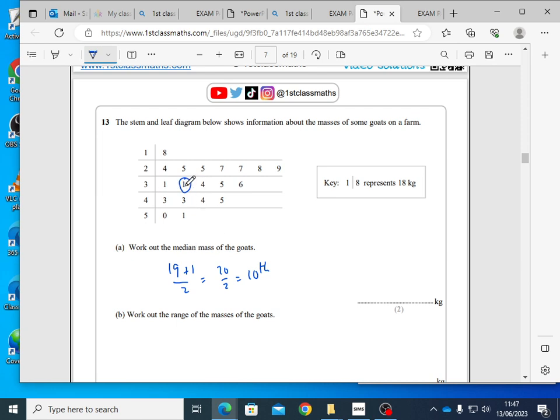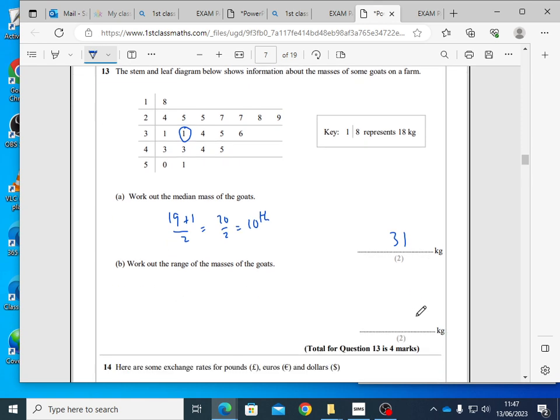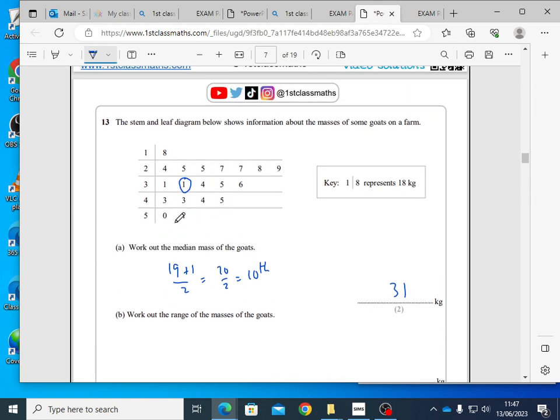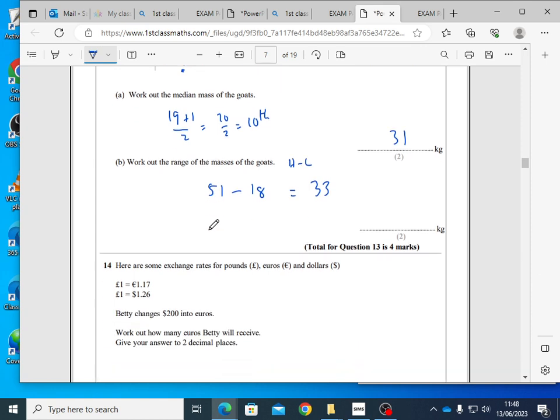So what is the median class? That 1 is not a 1, but it's 31, since it represents 31 kg. So that will be the median goat. Work out the range of the masses. Now this goat here is 51 kg. Take away, the range is the highest take away the lowest, and the lowest is 18. Okay, now again, just do that on your calculator, don't need to be a hero, just make sure we're not making little errors. That is going to give me 33, so the range in the sizes will be 33 kg. Highest take away the lowest.